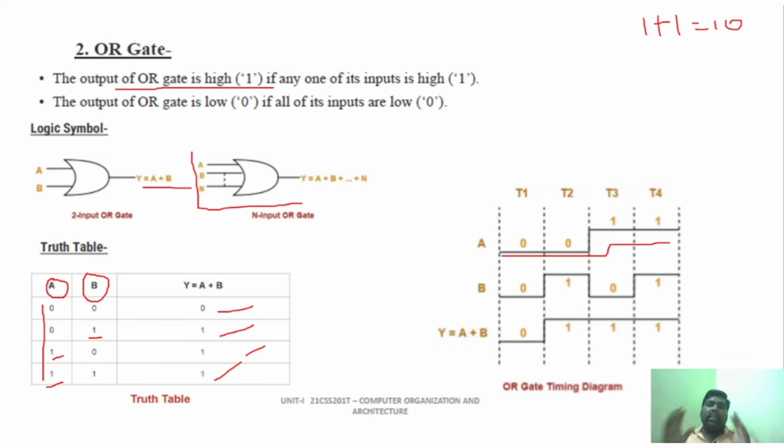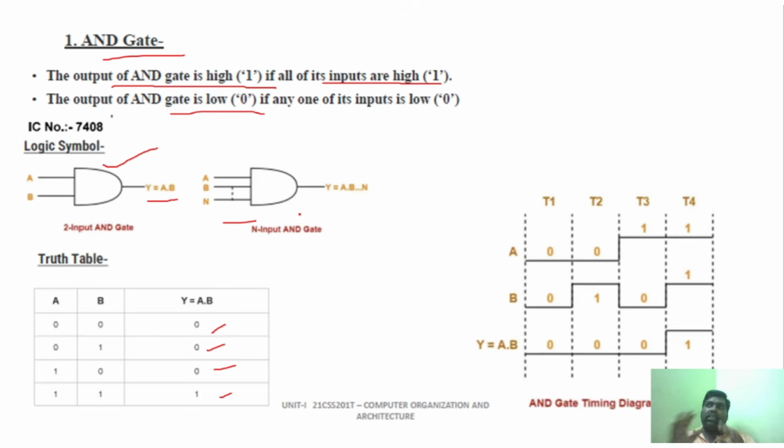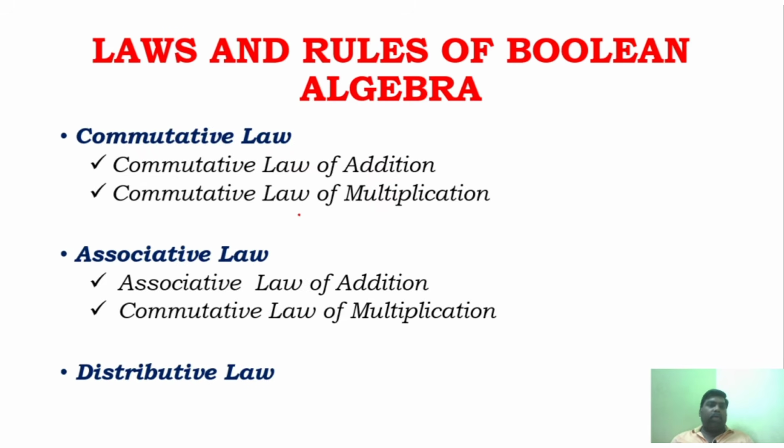Now you understand the relationship between the AND gate, OR gate, and Boolean addition and Boolean multiplication, correct? And now we will see the basic laws of Boolean algebra. You already studied all these laws, right? Even in your 8th or 9th standard. These are very, very simple rules and regulations.